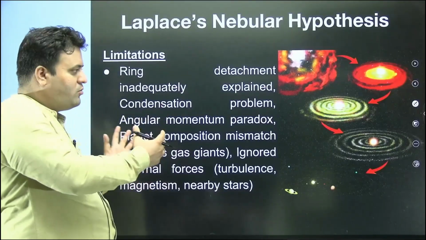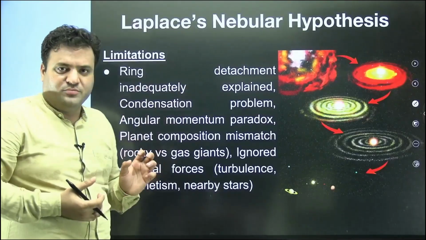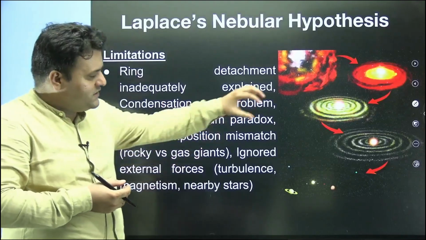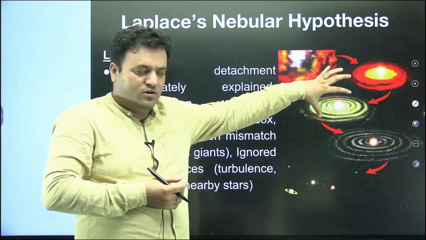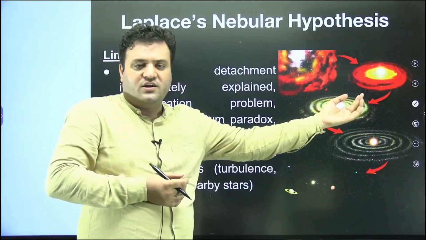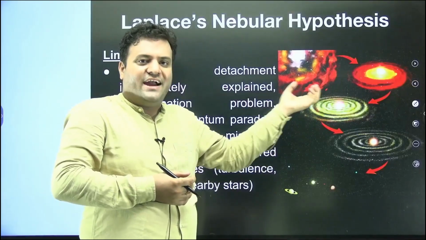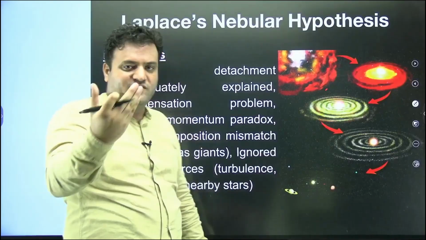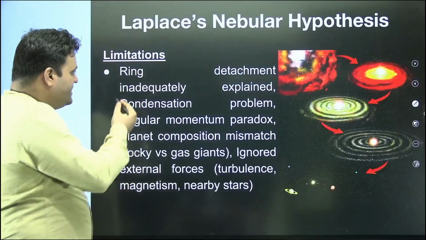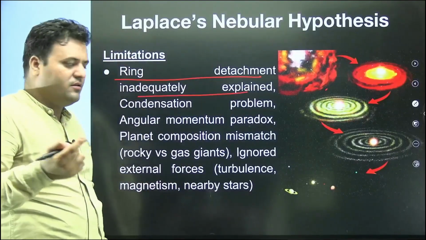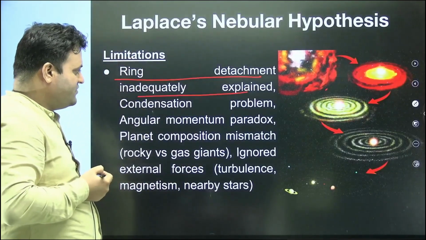Though this is a refinement of the Kant theory, it also has some limitations. First of all, what led to the ring detachment? There is an inadequate explanation of that. Yes, there was some contraction, and there was hypothetically disequilibrium in terms of the centrifugal force, but what actually led to the continued shedding of the concentric layers? So ring detachment is inadequately explained. It is not adequately explained with proper evidence as well.